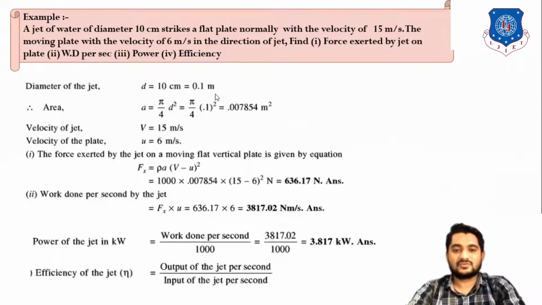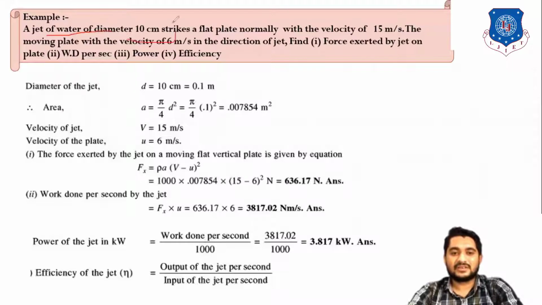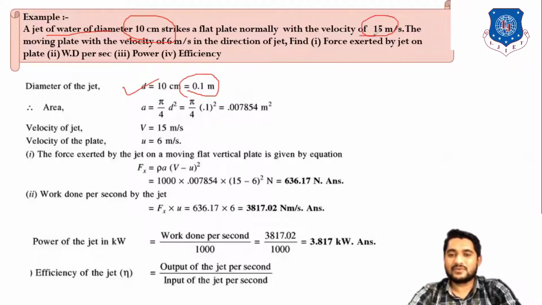First of all, a jet of diameter 10 centimeter strikes a flat plate normally with a velocity of 15 meter per second. So the jet of diameter 10 centimeter, that means d is equal to 10 centimeter, so 0.1 meter. Velocity is given as 15 meter per second. Here it is the jet velocity, so jet velocity is capital V. Capital V will be 15 meter per second.